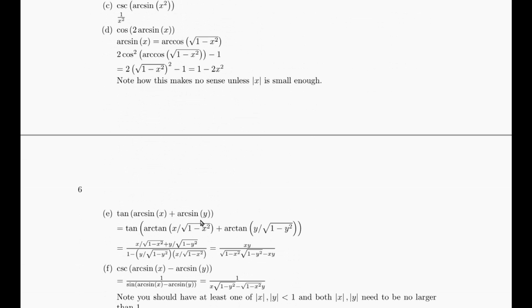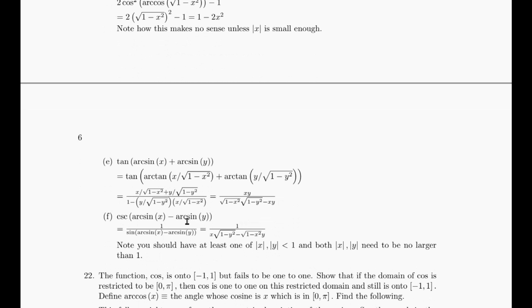Okay, what about this one? Well, I can use the formula. The arcsine of x is arctangent of x divided by this. The arcsine of y is the arctangent of y divided by this. And so I just use the formula that we have earlier. This plus this divided by this times that, and that's it, see?